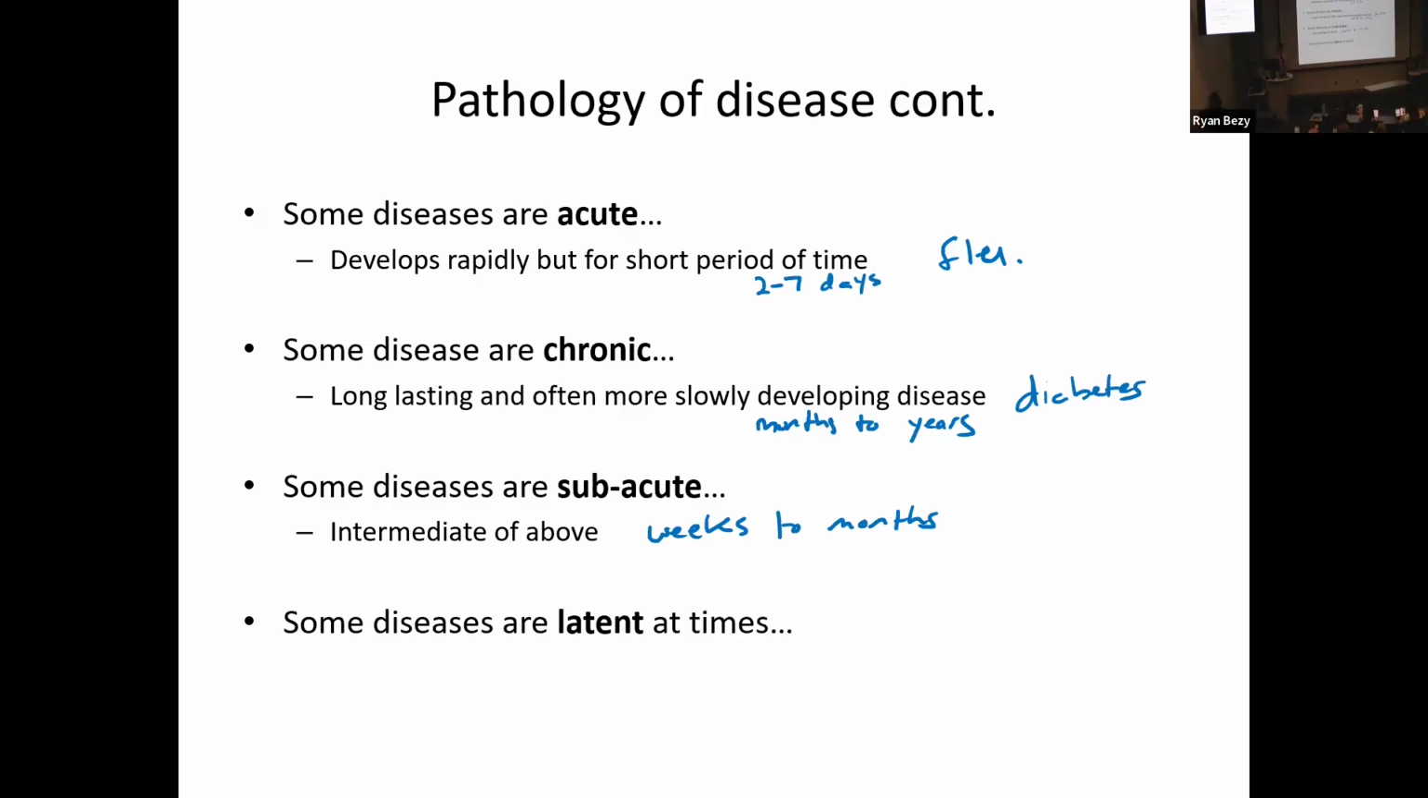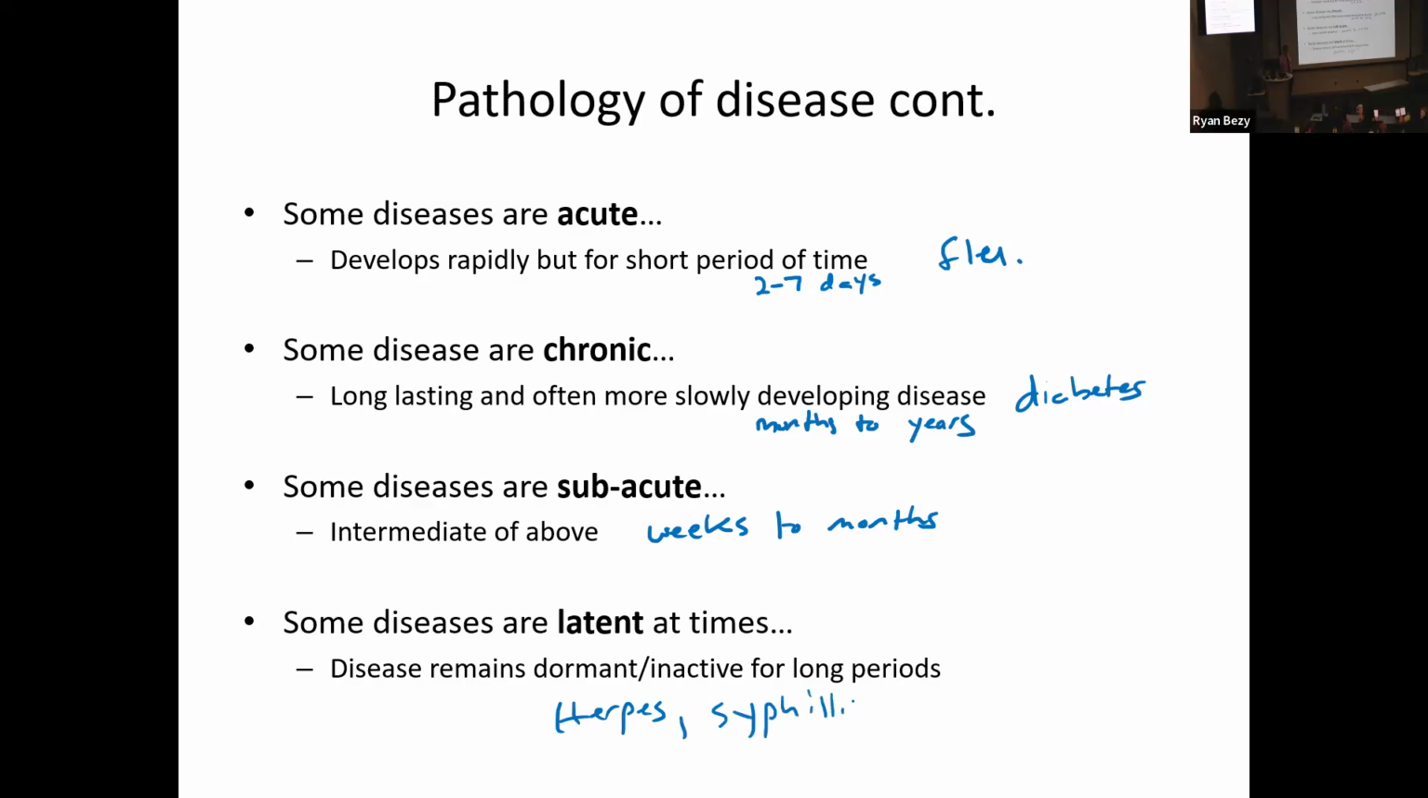Okay. Some diseases are latent. This just means the disease can go dormant or inactive for a period of time. What might be an example of a disease that has a latent stage? Herpes. Not tuberculosis, actually. Tuberculosis just gets gradually worse, but the symptoms are around the entire time. Syphilis has a latent period. HIV can have a latent or dormant period as well.